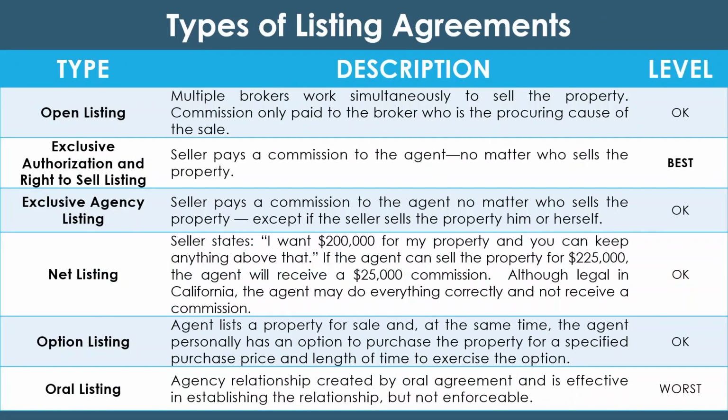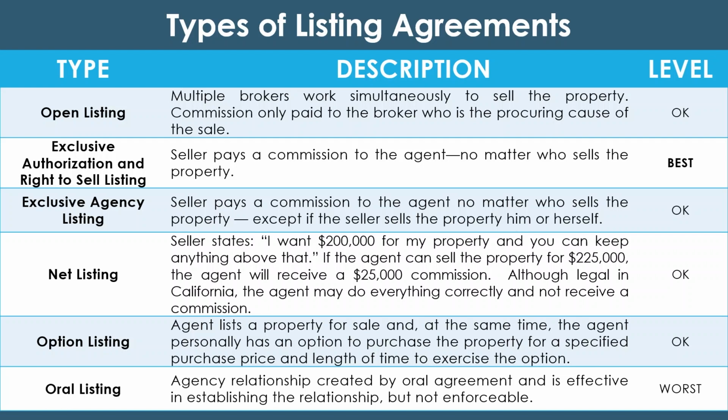So, types of listing agreements. We have quite a few to choose from. We have an open listing agreement. This is one where multiple brokers can work simultaneously to sell the property, but the commission is only paid to the broker who is the procuring cause of the sale. So the one who actually brings the ready, willing, and able buyer would be paid a commission, even though there could be multiple brokers working to sell the property. So there can be multiple open listing agreements to multiple agents.